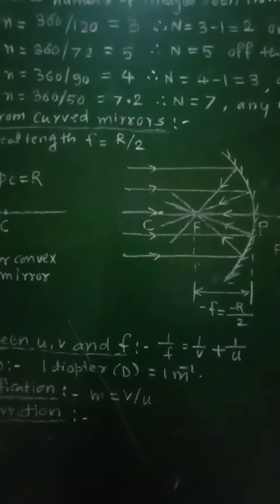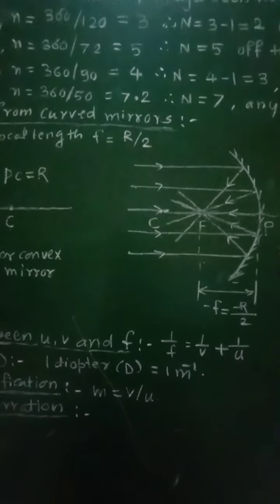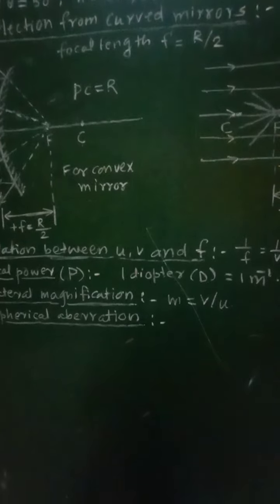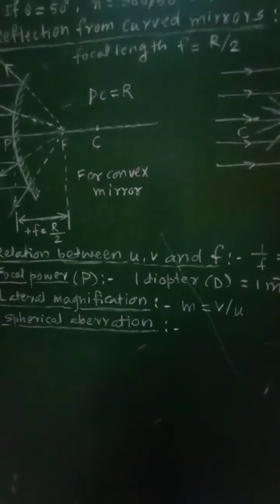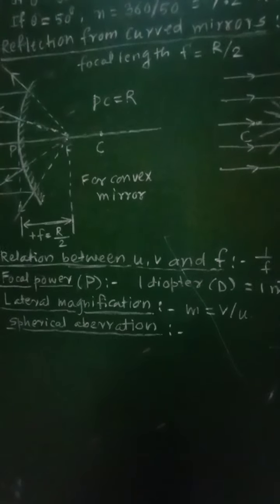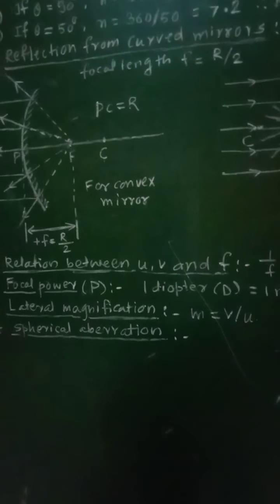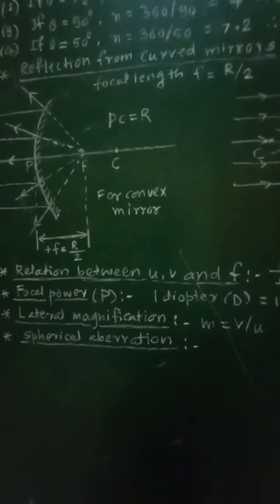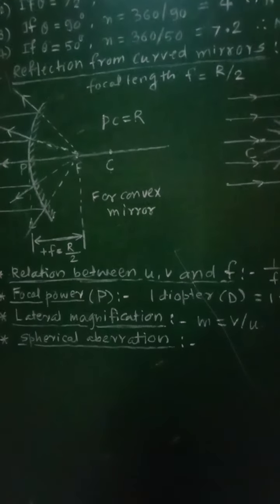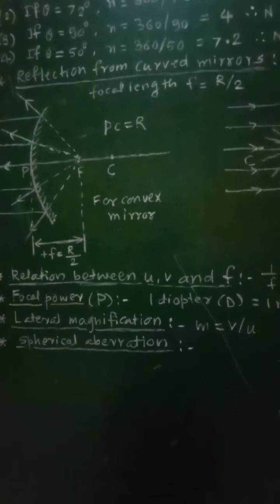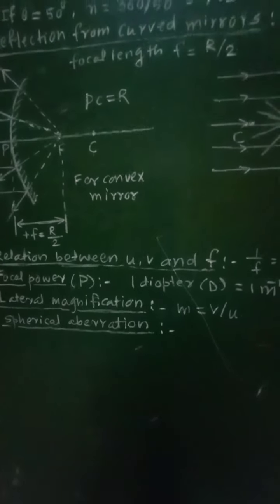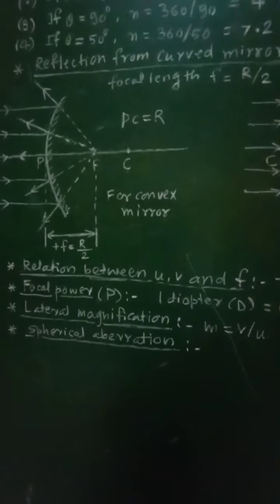Now this defect, spherical aberration, is eliminated by using parabolic mirrors. So in case of torches as well as headlights of vehicles and searchlights, the glasses or mirrors used are parabolic in shape in order to eliminate this type of spherical aberration. So by using parabolic mirrors we can eliminate the spherical aberration defect.